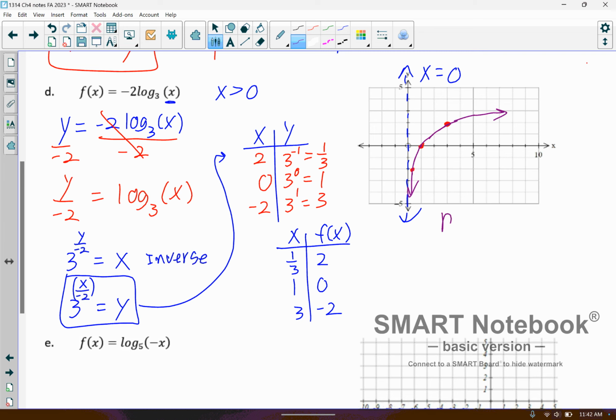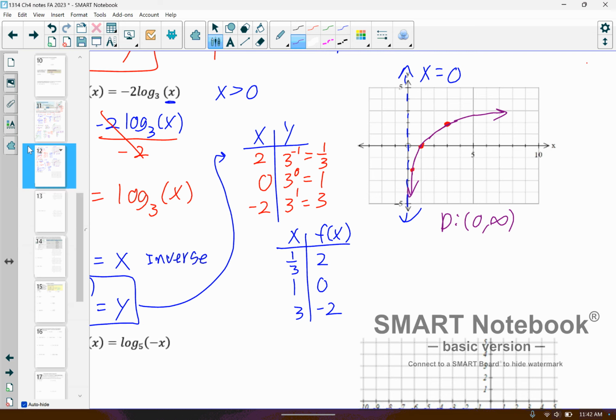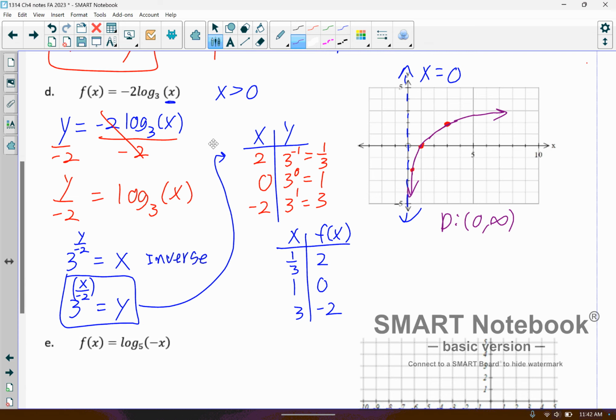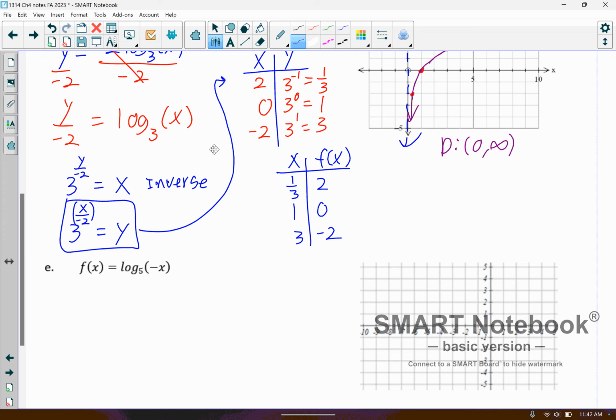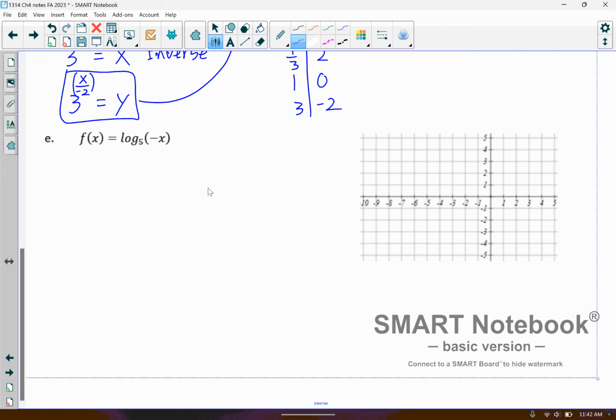And then the domain, once again in interval notation, is going to be from 0 to infinity. Okay, let's go ahead and do one more, and then we'll make a secondary video for this. So on this one, let's see. The domain on this one's going to be kind of interesting.